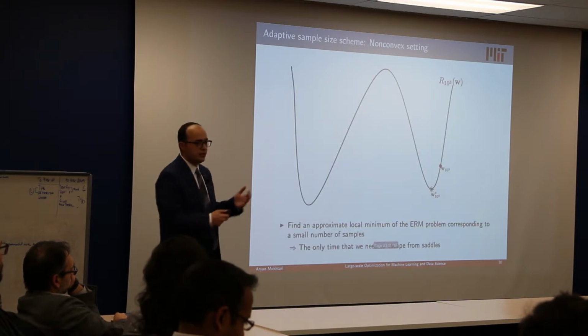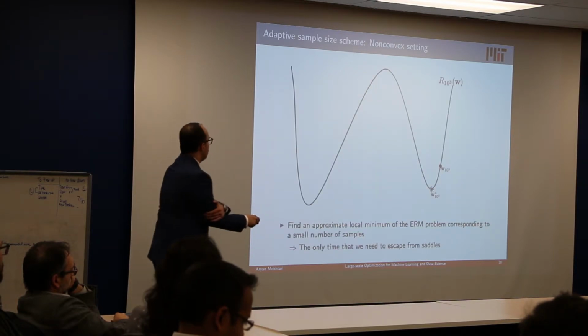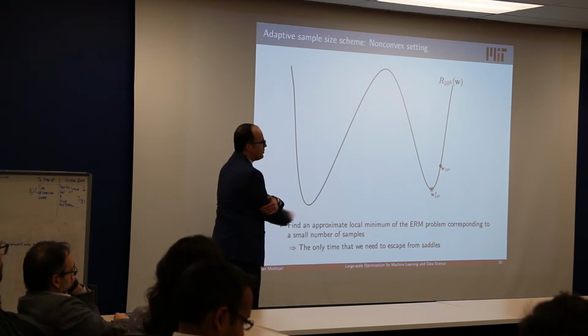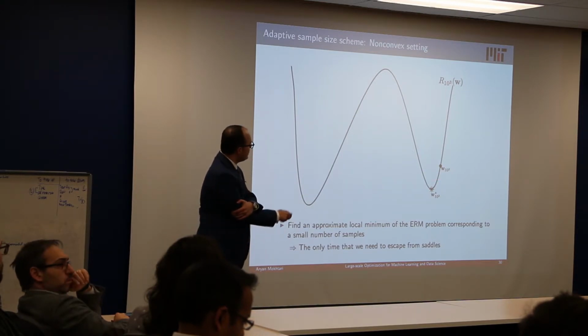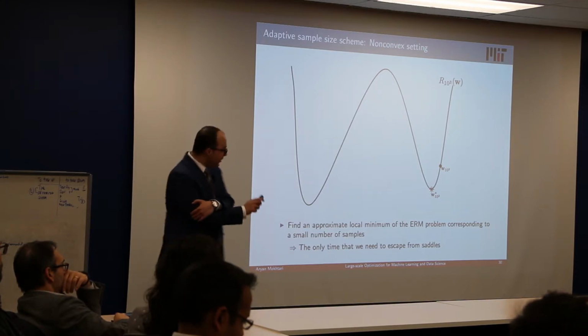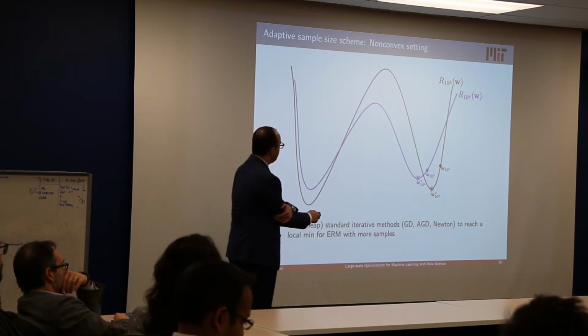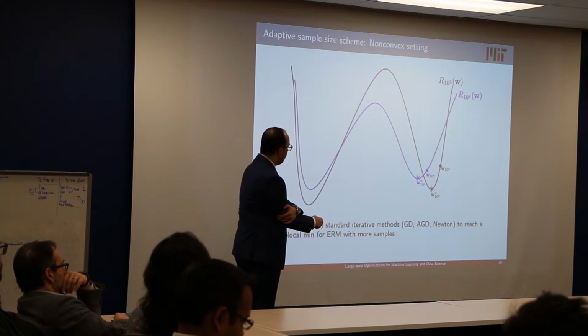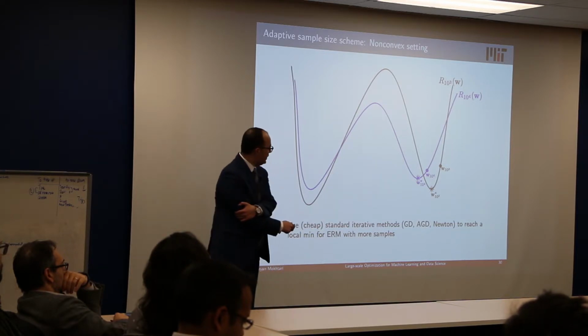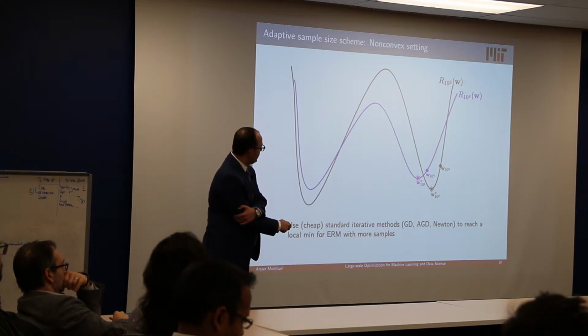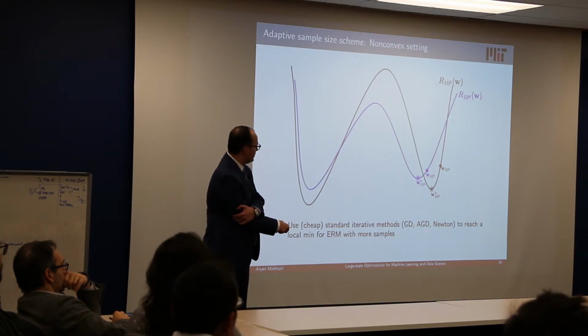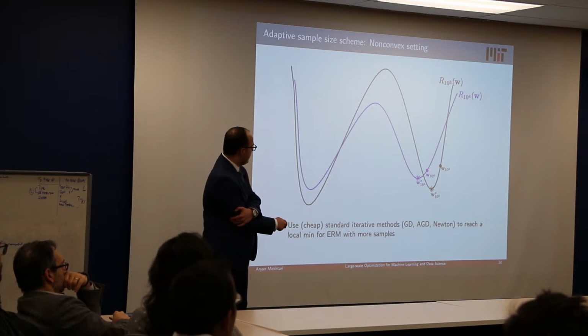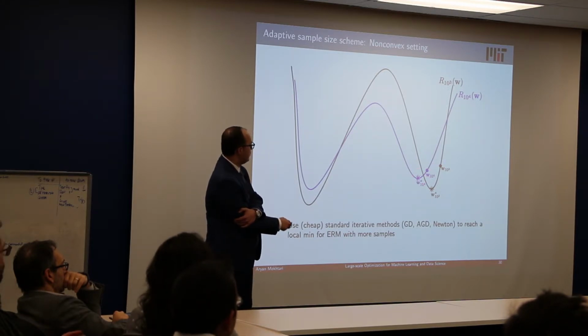Let me just explain the idea with a simple cartoon. Here, I start with a problem that has 1,000 samples, and I escape from all the saddle points and reach a point that is close to a local minimizer of the problem. If you can show that by increasing the size of the training set, the local minimizers of these two problems are close to each other, then I'm already close to a local min of the next problem, and by performing some easy updates like gradient or accelerated gradient method or Newton's method, I can reach an approximation of the local minimizer for the next problem.